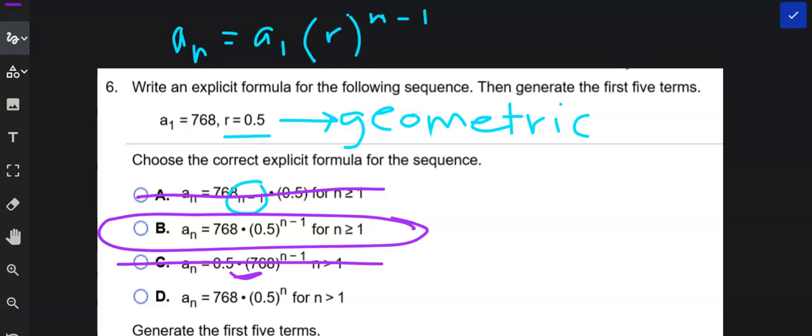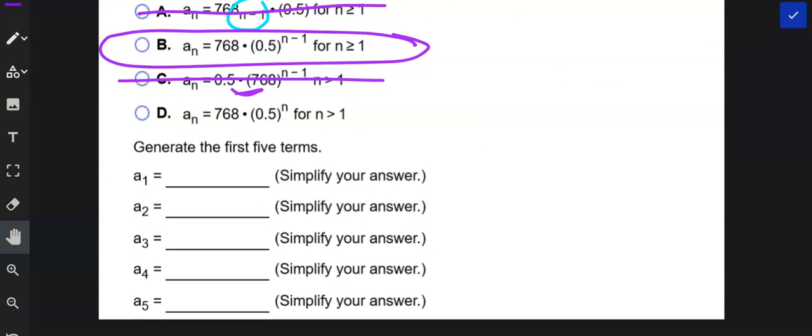Yes, sir? What's your question? Okay, so they told me the first term and the multiplier, so I put them into my equation. All right, no problem. All right, generate the first 5 terms.